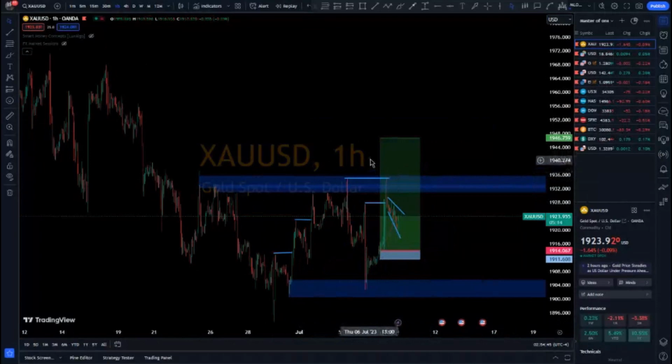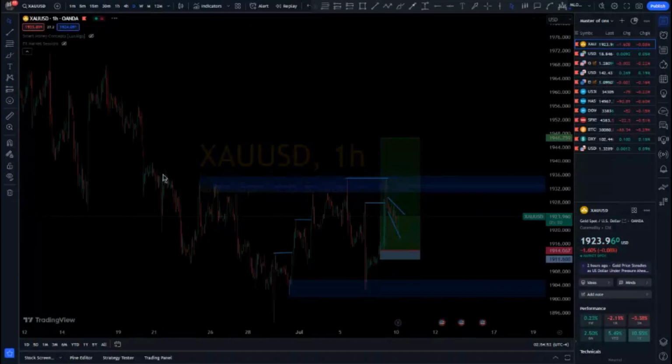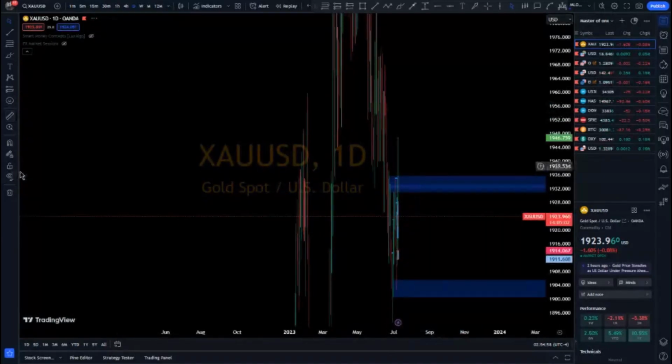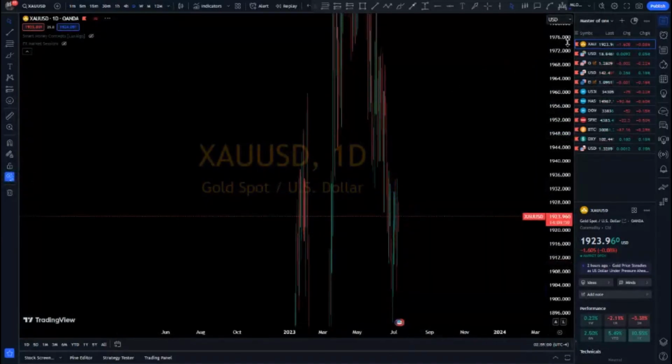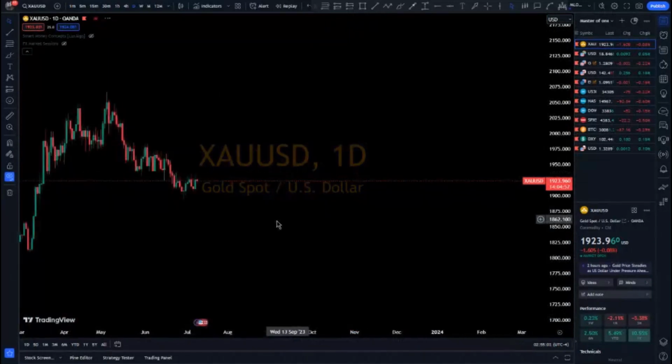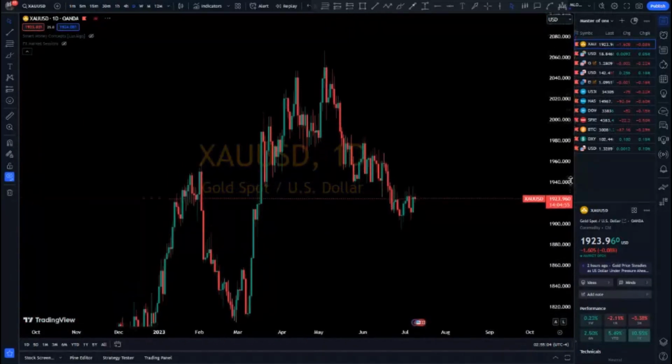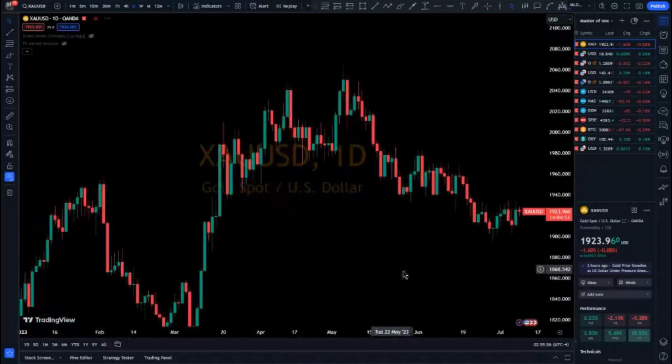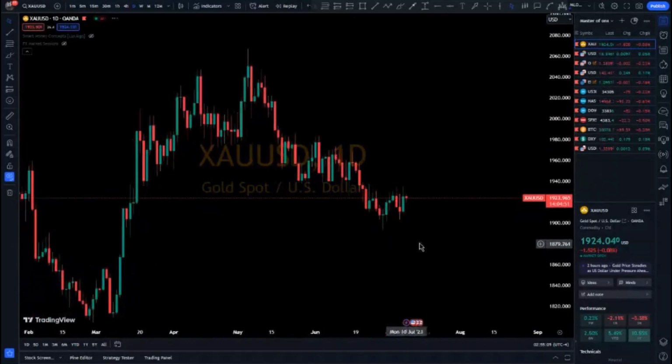Here on Xauusd, let's just go to a higher time frame, on D1, and you will be able to see what exactly the trend is telling us. Let me just take out those drawings for a little while and see what's happening. So in D1, we are kind of in a consolidation phase after this drop over here.